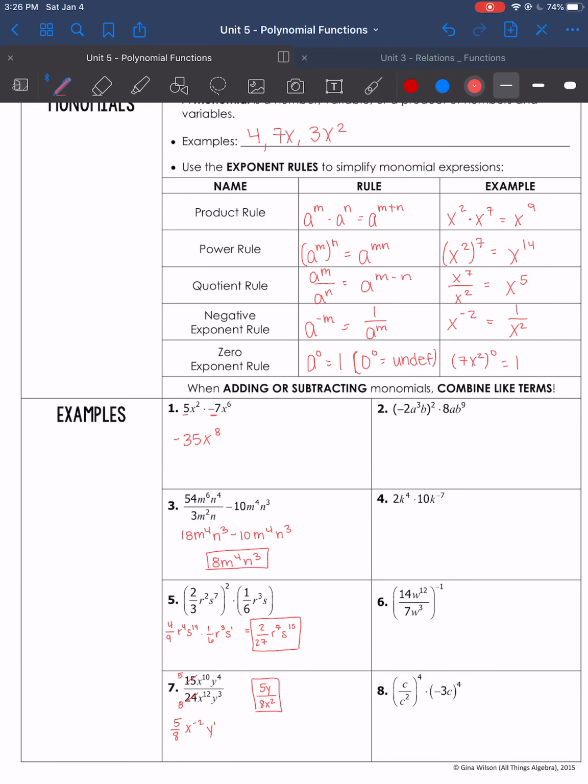Feel free to do the evens. I will post the answers to the evens later.